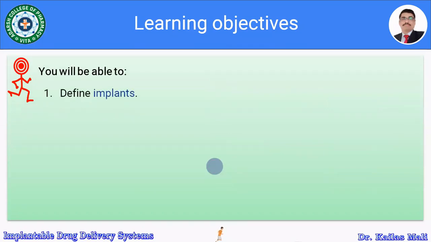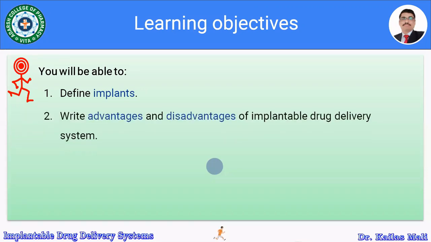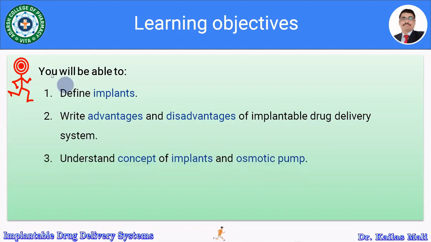Very first objective I have set for this topic, that is you will be able to define the implants. The second objective which I have set, that is you will be able to write advantages and the disadvantages of implantable drug delivery system. You will be able to understand concept of implants and the osmotic pumps.